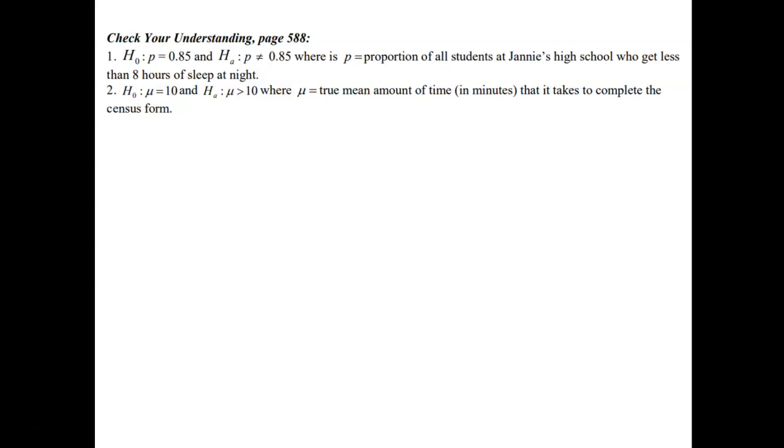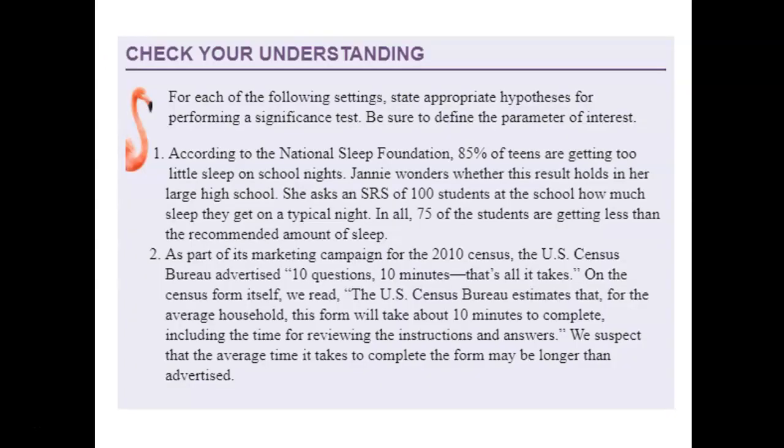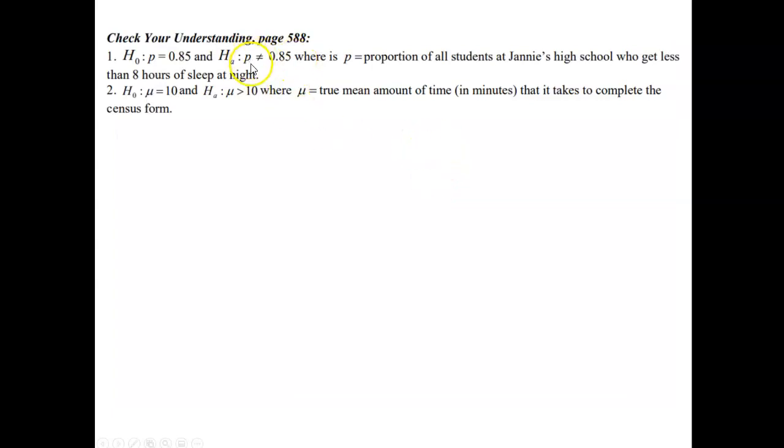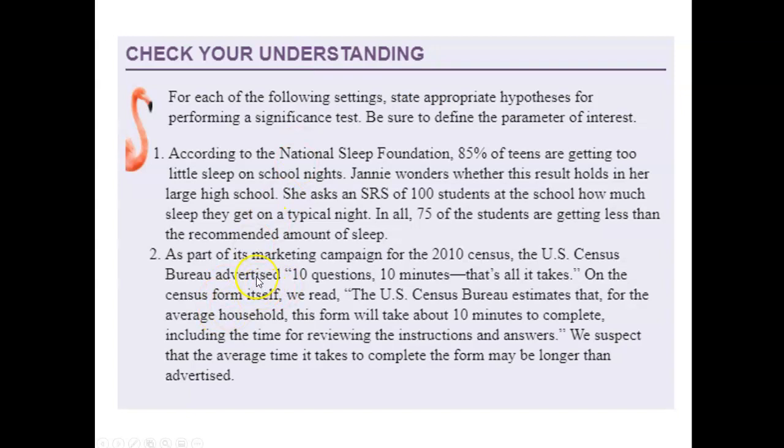This is what we would consider a two-sided hypothesis test. I know a lot of kids would get tricked by this, getting less than the recommended amount of sleep. They're not measuring the amount of sleep in these statistics here, the 75 out of 100. It's the number of students and the proportion of students. So that's why they went with not equal to 0.85. Okay, spoiler alert on number 2, though.